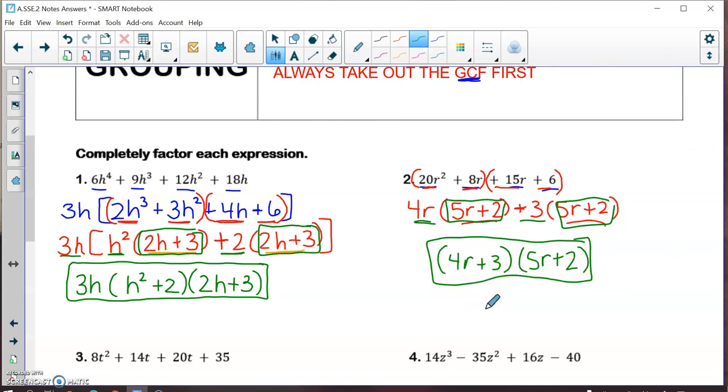Now, how you could check to see if you have the correct factored form is you could use the FOIL method and distribute this out to see if you wind up with your original problem. But this is the answer that I want because I want it in factored form. I do not want it simplified.